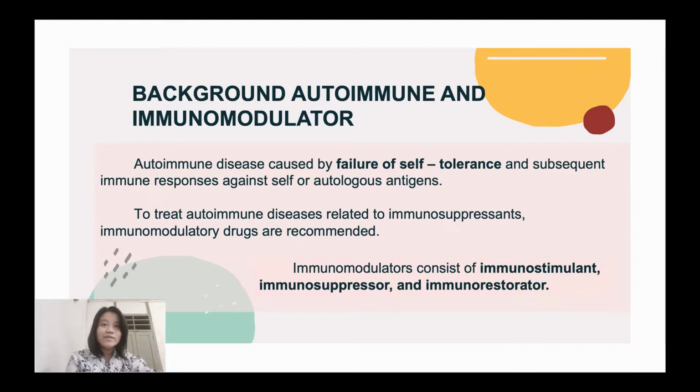Therefore, to treat autoimmune disease, immunomodulatory drugs are recommended, because immunomodulators are able to modulate the body's immune system to become normal. There are three types of immunomodulators. First is immunostimulant, which repairs the function of our body's immune system. The second is immunosuppressor, which suppresses the body's immune response. And the last is immunorestorator, which restores impaired immune function. Thank you.